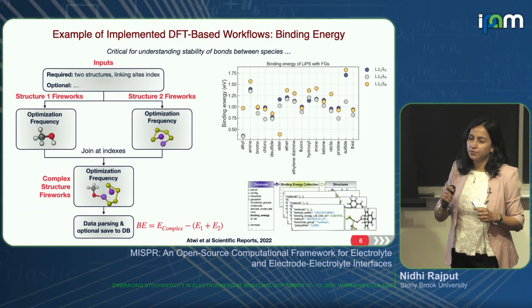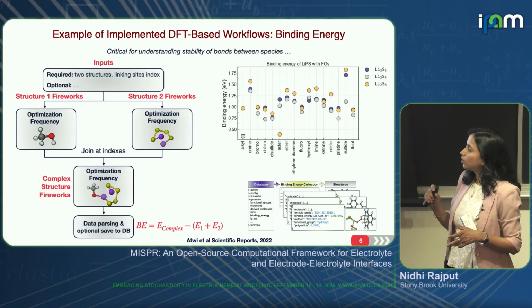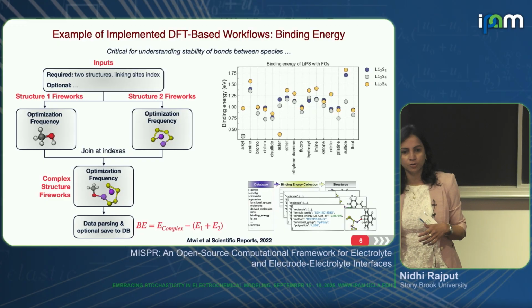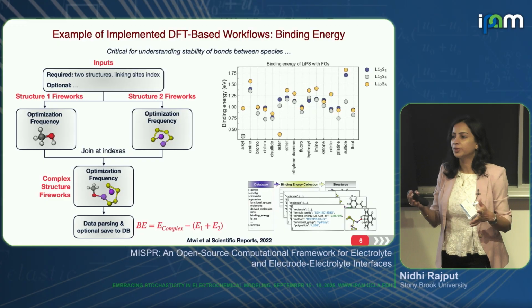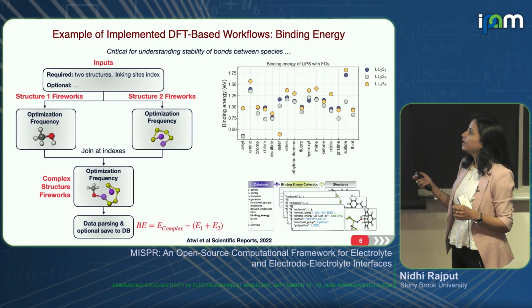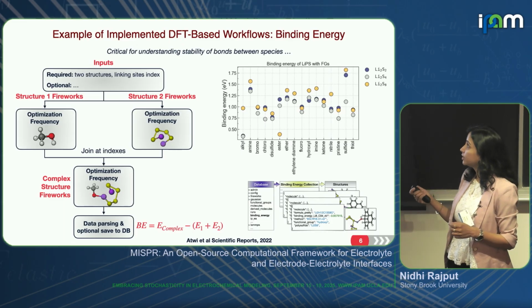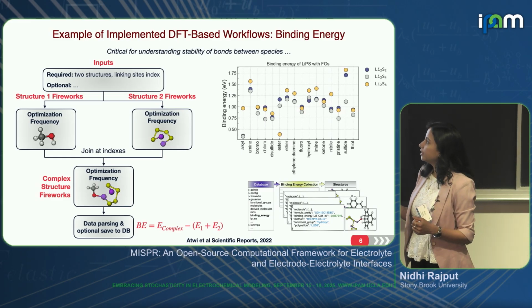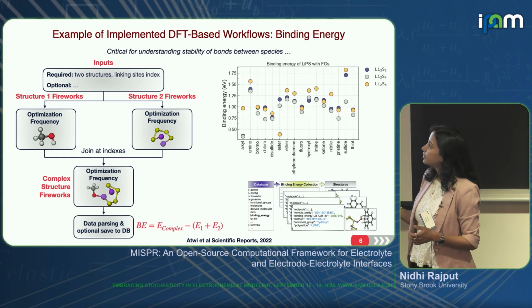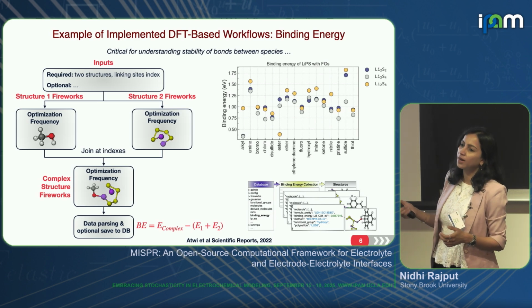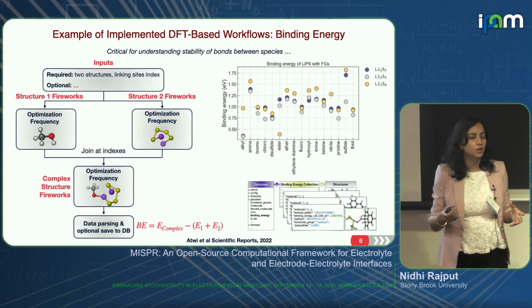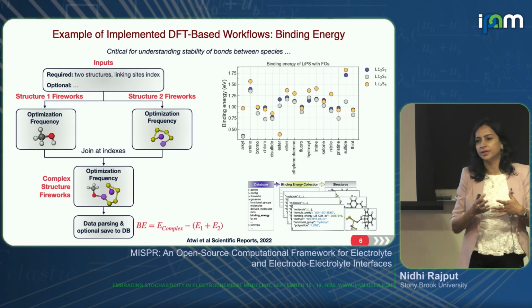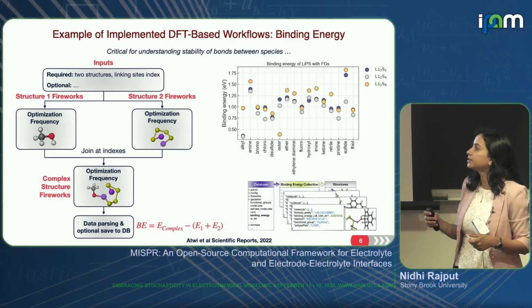So one example of the simplest workflow in MISPR is for calculation of binding energy. I'm sure many of you would have done it already. It's a critical property to understand the stability of the bond between any two species. All the workflows in MISPR look very similar: the bare minimal input required is just the structure of your molecular component, or it could be a SMILES string, whatever your favorite format is.